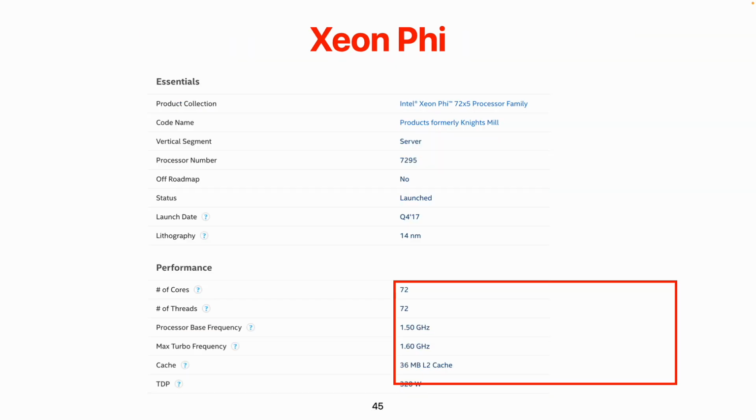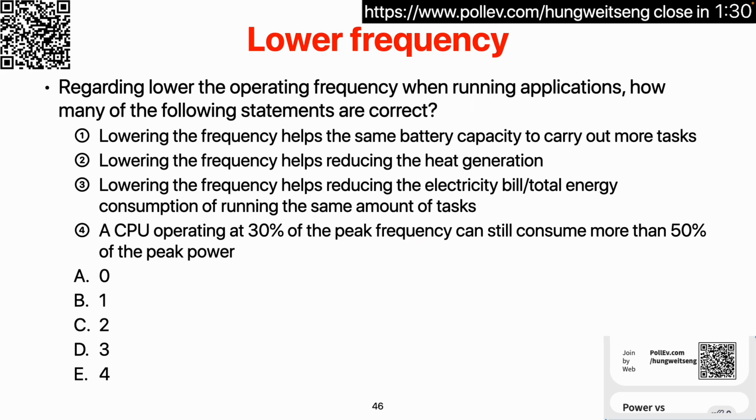And Intel has a Xeon Phi processor with 72 cores, but if you look at the frequency, it's only 1.5 gigahertz. So it tells you that Intel does have the capability to produce a processor with close to 100 threads, but they don't do it for a reason. Because if they do that, each thread is going to run very, very slow.